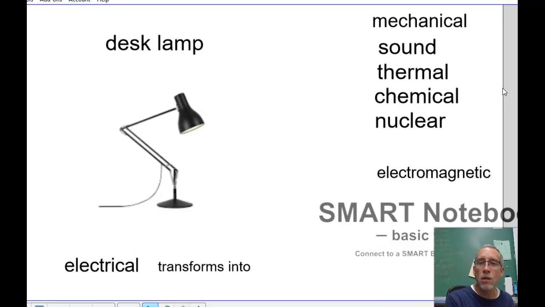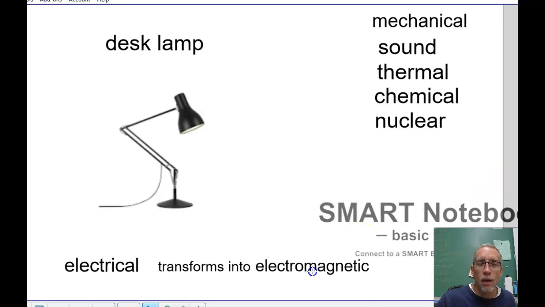But there are these invisible kinds of electromagnetic waves that we have out there. In fact, we're living in a sea of them. Things like infrared and ultraviolet, X-rays and radio waves, mostly radio waves. But all of those fall into the category of electromagnetic waves or electromagnetic energy. So that's what a desk lamp does. Let's look at this one.